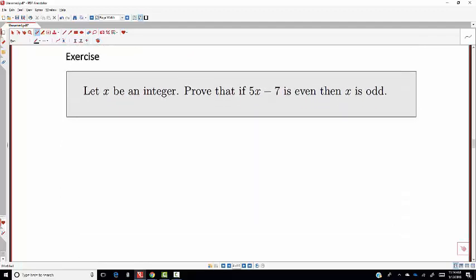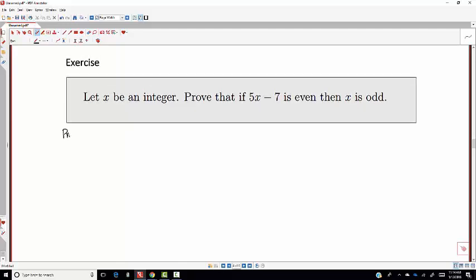So let's consider the following exercise. Let x be an integer. We want to prove that if 5x minus 7 is even, then x must be odd. And we'd like to prove this by contrapositive. Proof by contrapositive. So let us start by assuming that the negation of our conclusion is true. So we'll start by assuming that x is even.